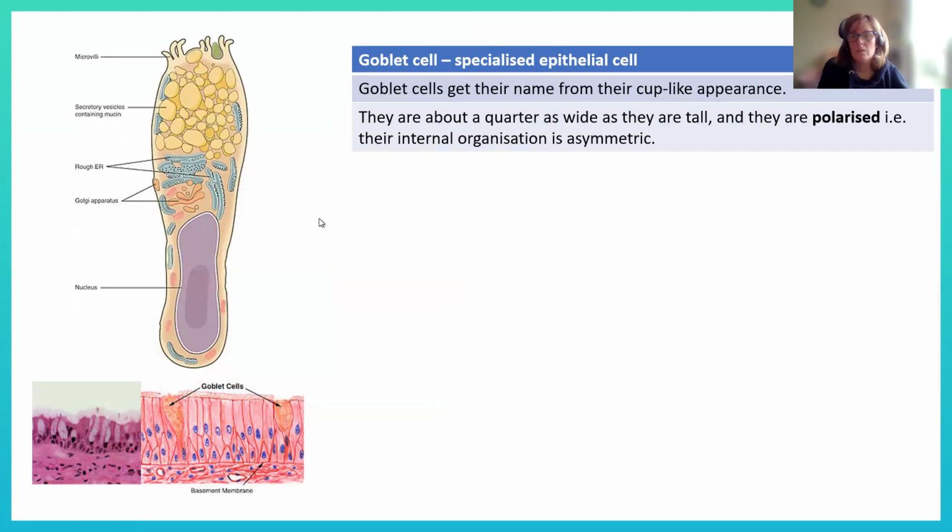Let me just see what's... Would the basement membrane be part of the tissue then? Yes, it is part of the tissue. Yeah, yeah.